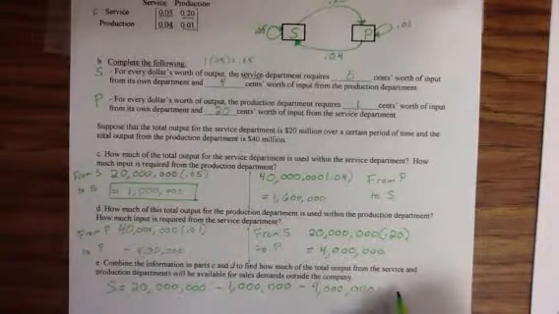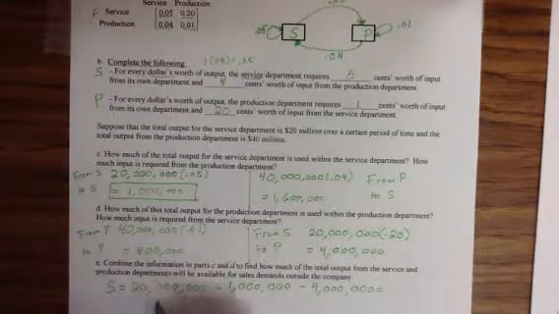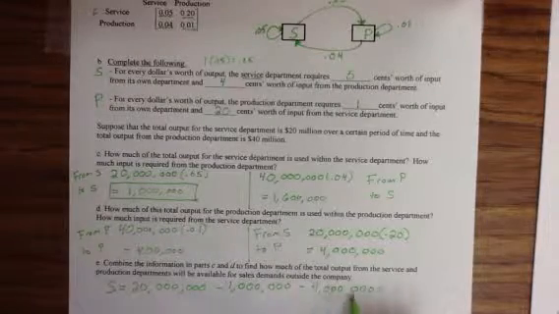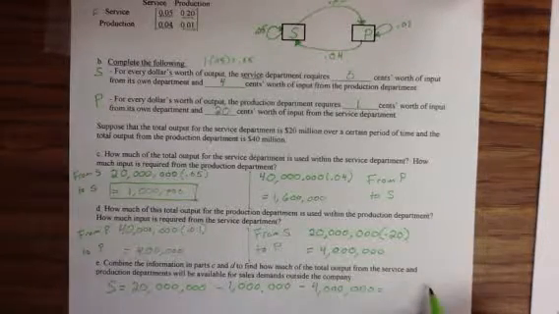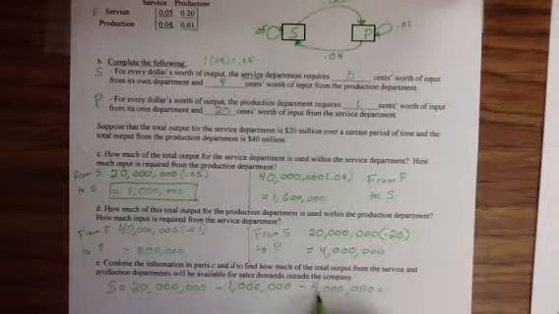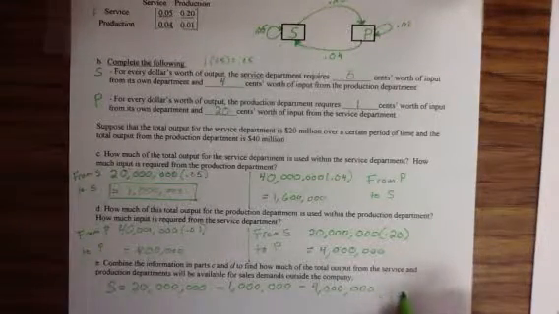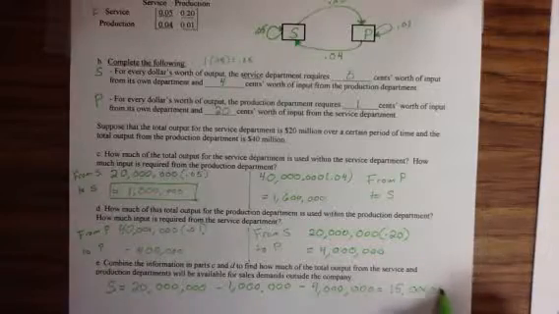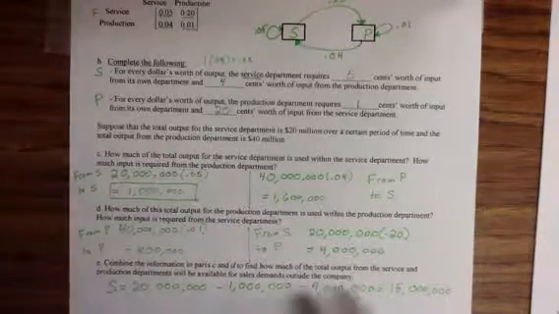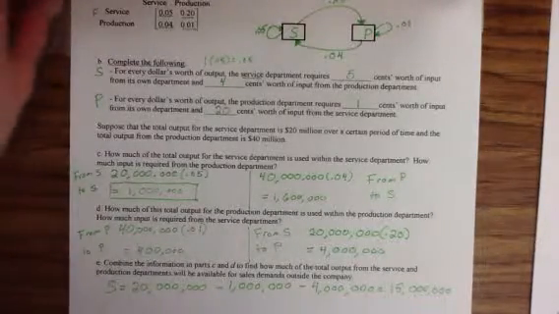And that's going to tell us what's left. So this is our total output, what's being used in one department and a second department within the company, and we're going to have what's left. So 20 million minus 5 million leaves us with $15 million worth of goods that we can put out and make money off of. Alright, so the service is done.